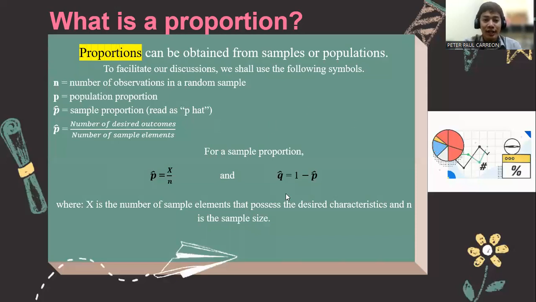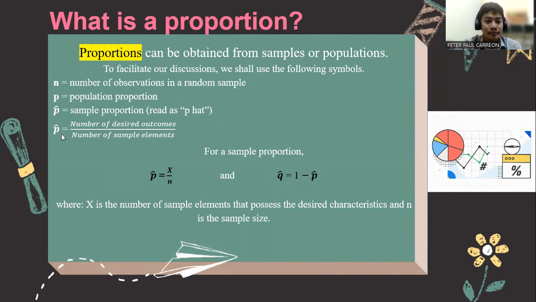To facilitate our discussion, we shall use the following symbols. We have small letter n, which means the number of observations in a random sample. Capital P talks about the population proportion. And the estimator for the proportion is p hat, which is also what we call the sample proportion. Again, that symbol is read as p hat.